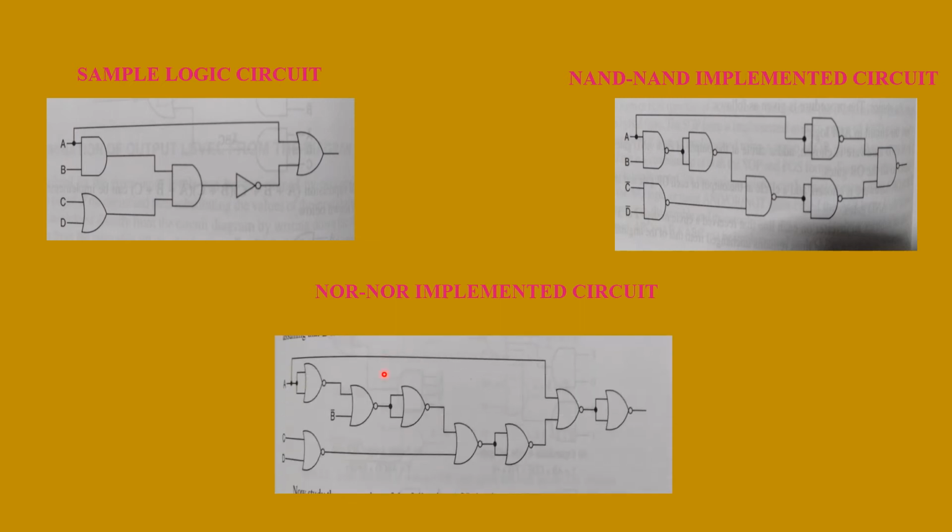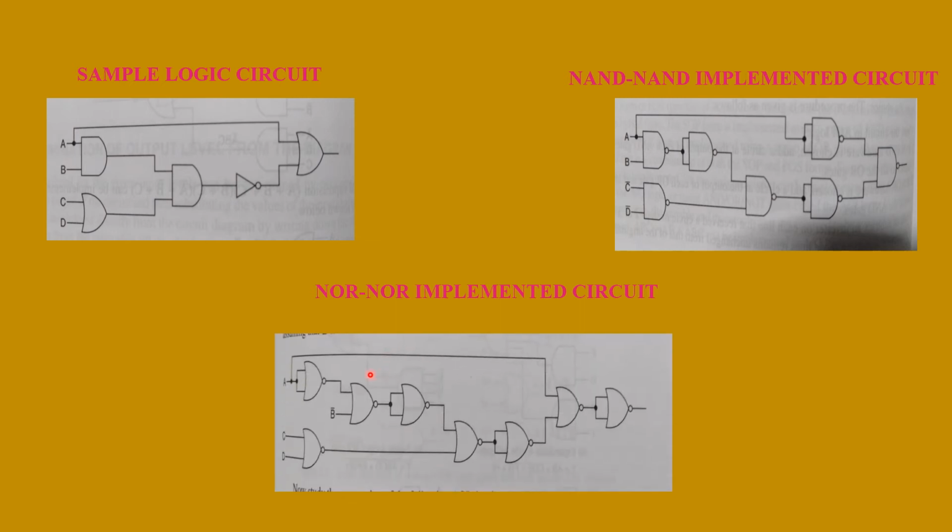Look at this, the same circuit implemented using NOR. So here also 1, 2, 3, 4. One IC is over, and then 1, 2, 3, 4 with the help of another IC. That is totally 2 ICs. With the help of 2 ICs, I can implement the same circuit.